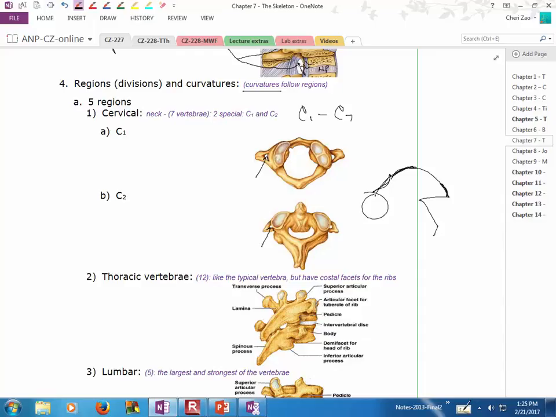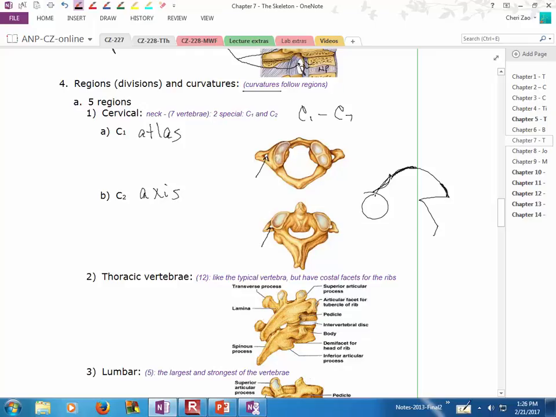And they have special names, too, for them. C1 is our atlas, and C2 is our axis. And that tells you a lot about what they do. Atlas held the world on his shoulders, and so C1 was given that name, and axis is something that you can actually spin around on. So that's why they gave that name to C2. And we'll take a look at some of the special features of these.